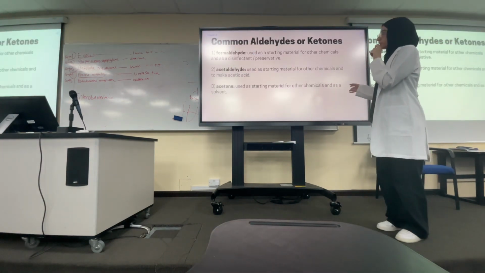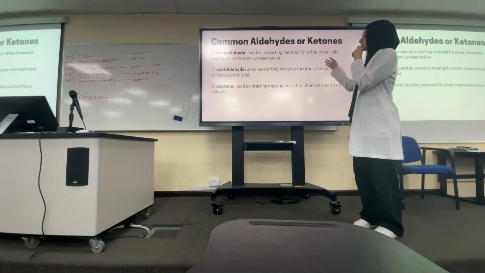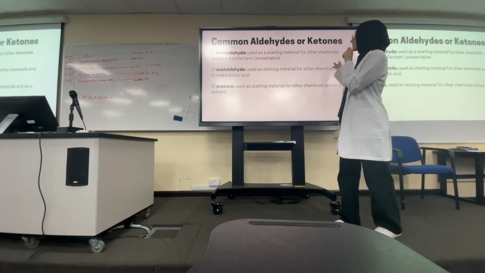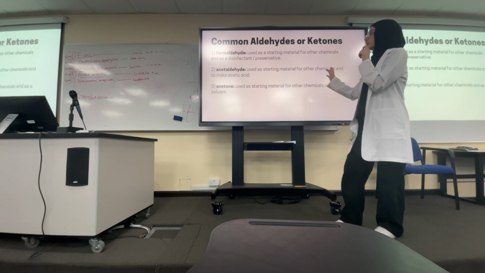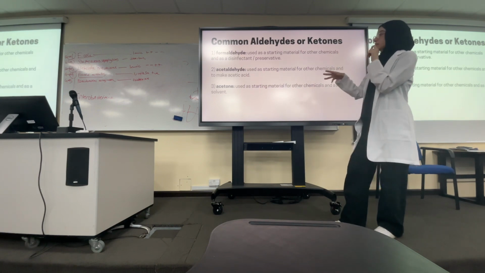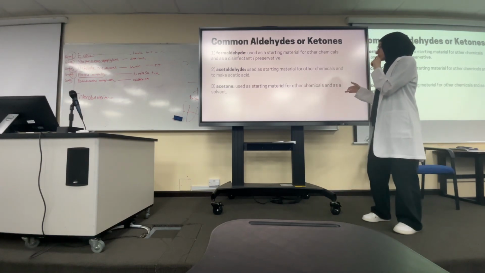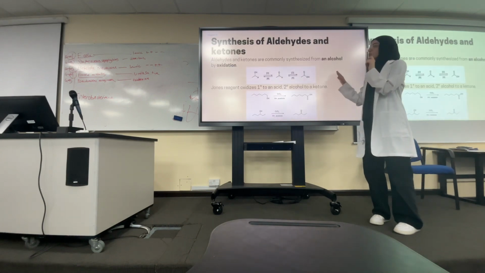Okay, so common aldehydes or ketones, you need to know these. For formaldehyde, you need to know everything here. Formaldehyde is used as a starting material for other chemicals and as a disinfectant or preservative. Acetaldehyde is used as starting material for other chemicals and to make acetic acid. Acetone is used as a starting material for other chemicals and as a solvent. Just memorize these.